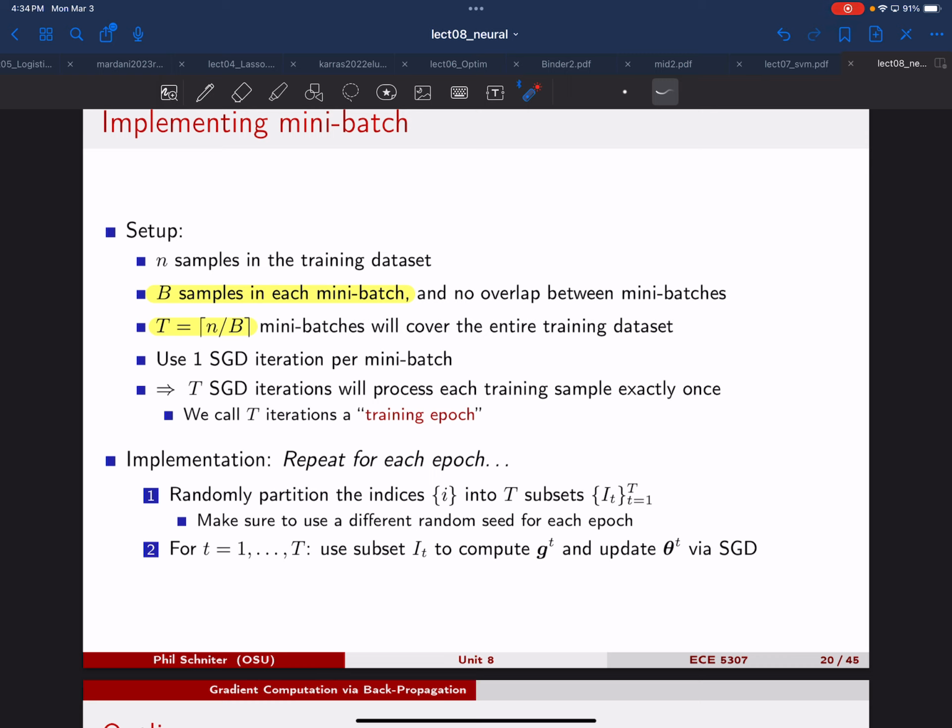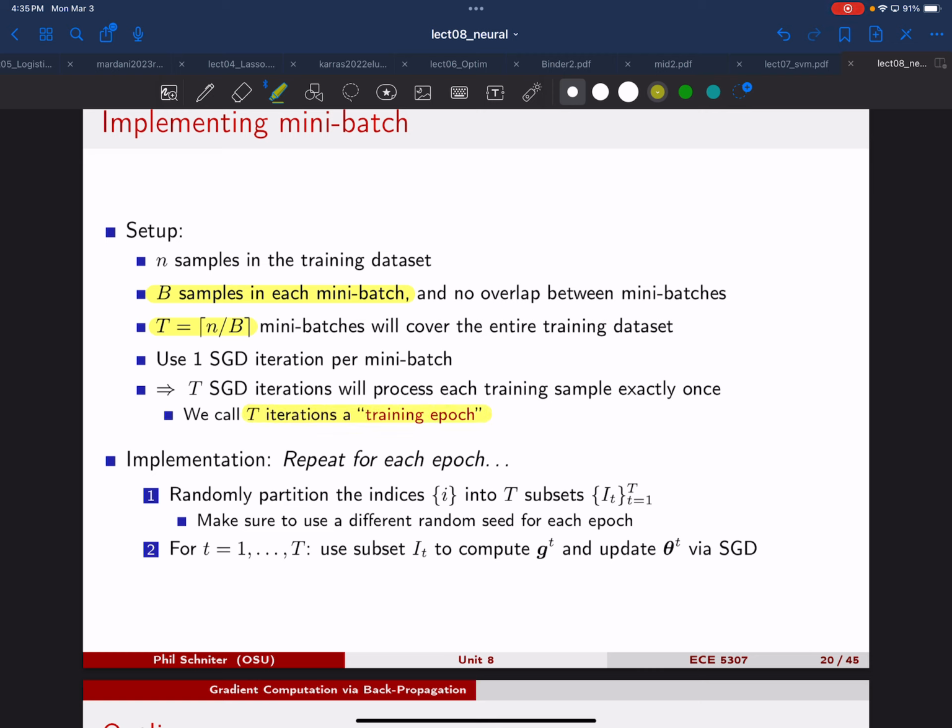Okay, so that's basically how we've organized our training set into these mini batches. And then as we discussed on the last page, we're going to use one stochastic gradient descent iteration for each mini batch. And so that means after we go through T of those iterations, we will have processed each of our training samples once. And this number T, or T iterations, we call that a training epoch.